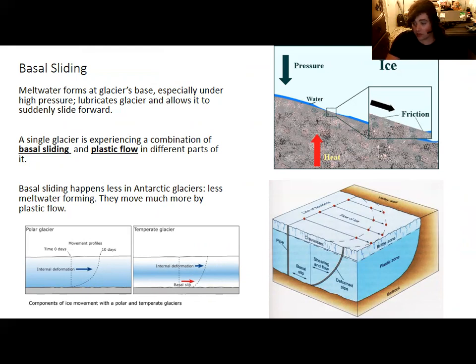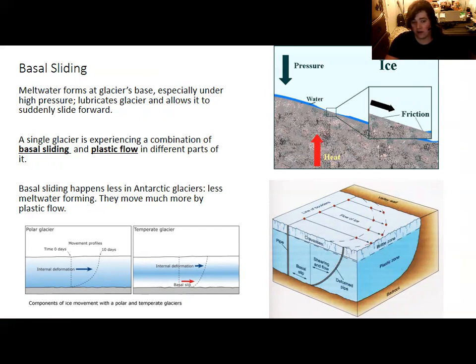Now, a single glacier is going to be experiencing a combination of basal sliding and plastic flow in different areas. The basal sliding is actually going to often occur where the pressure is highest, because where the pressure is highest, that causes more water to melt, and that allows more meltwater to build up and help lubricate. And where the pressure is less, kind of like in the front of this example here, it's going to be dominated by plastic flow because there's not as much meltwater.